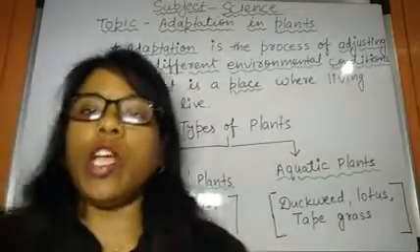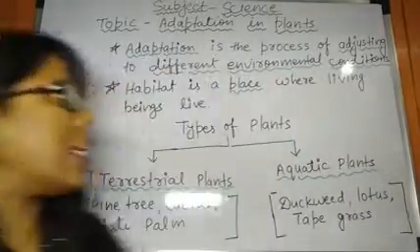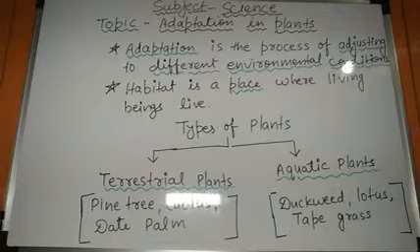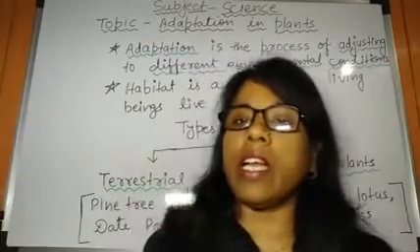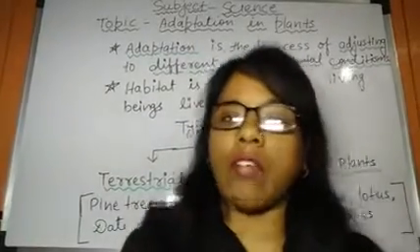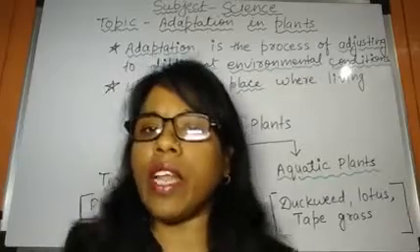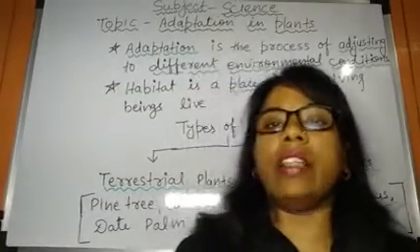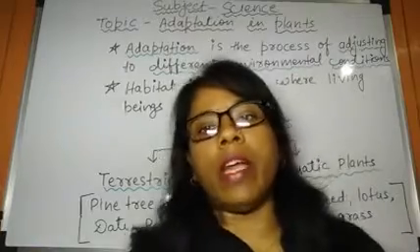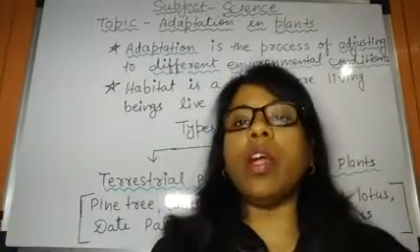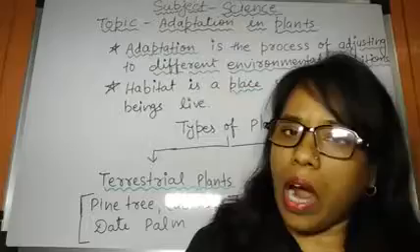So today we are going to know about adaptation. What is adaptation? Adaptation is the process of adjusting to different environmental conditions. Plants have to survive and live in different environmental conditions, and that's why they adapt to that particular environment by the modification of their parts.